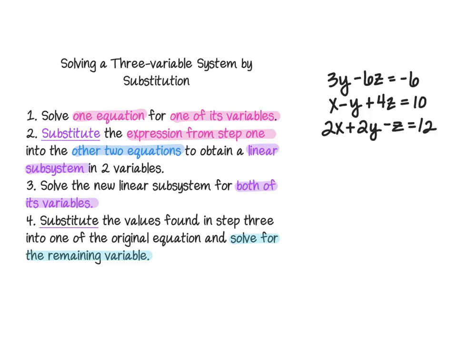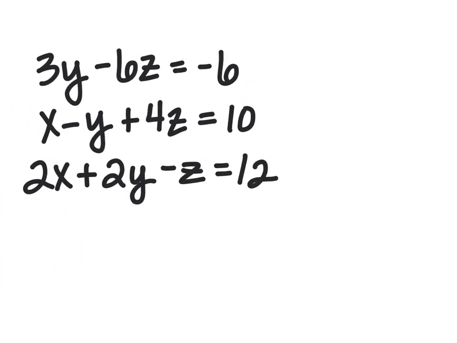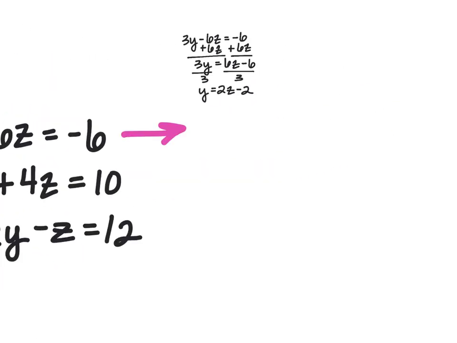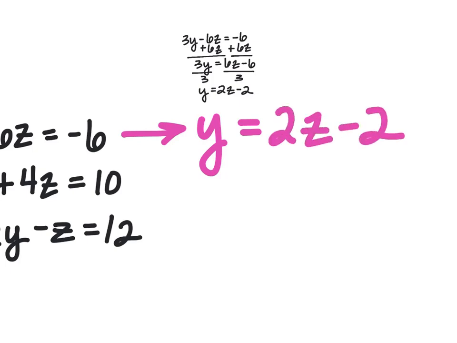So now we're going to solve this three-variable system by substitution. Step one is to solve one of the equations for one of its variables. So we're going to choose the first one because it's the simplest. When we isolate y from the first equation, we get y equals 2z minus 2.